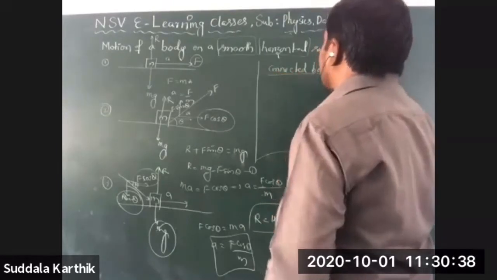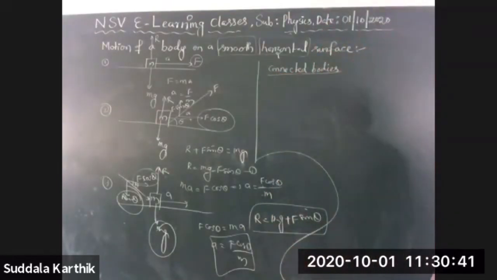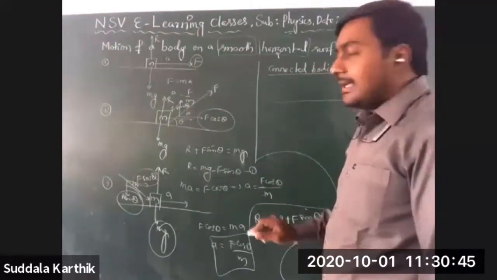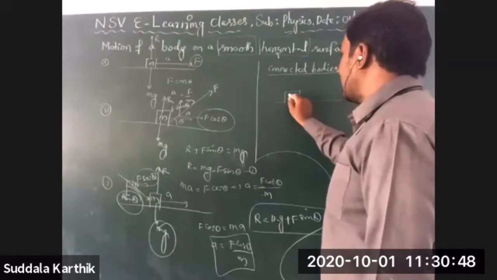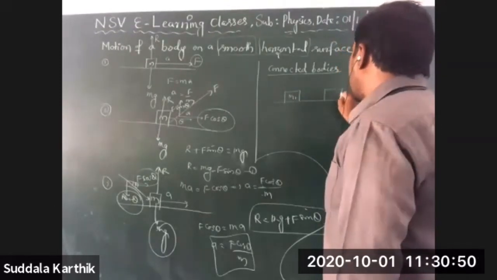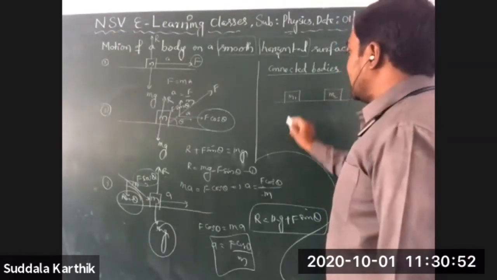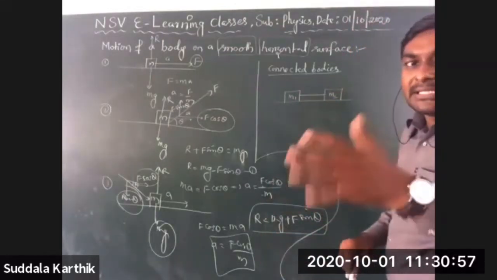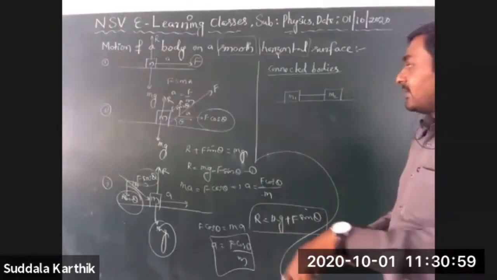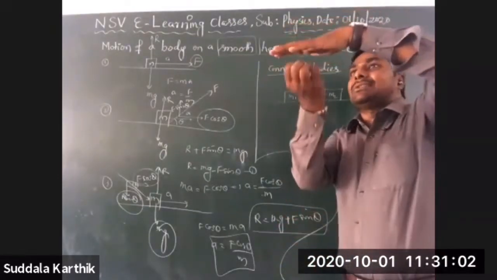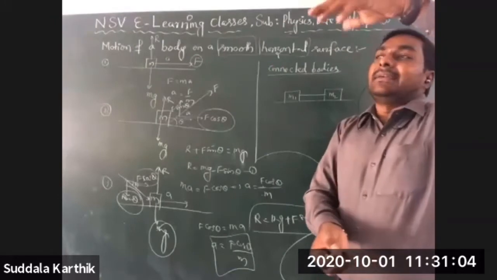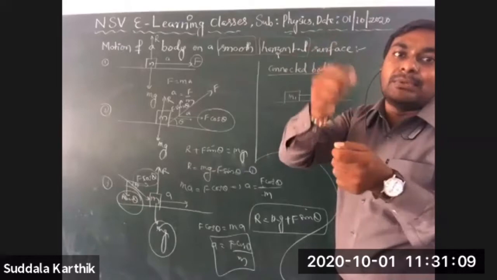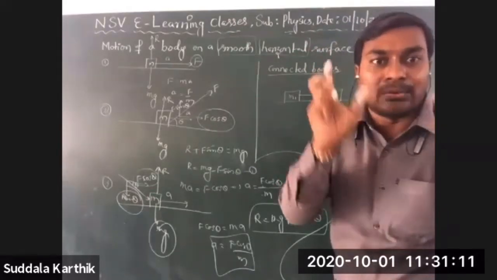We are discussing connected bodies. This is the horizontal surface, and on it there is a mass m1 and a mass m2. These two are connected by one string. Tension force is developed. I told you already: if you attach any mass to a string, internal forces are automatically developed inside the string. Those are simply called tension forces.